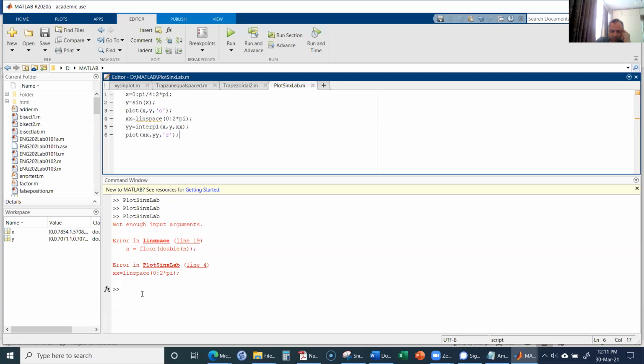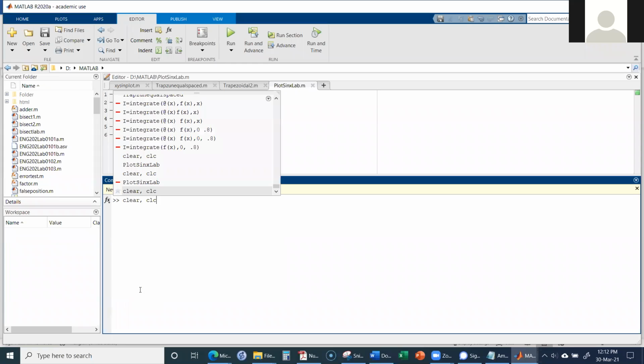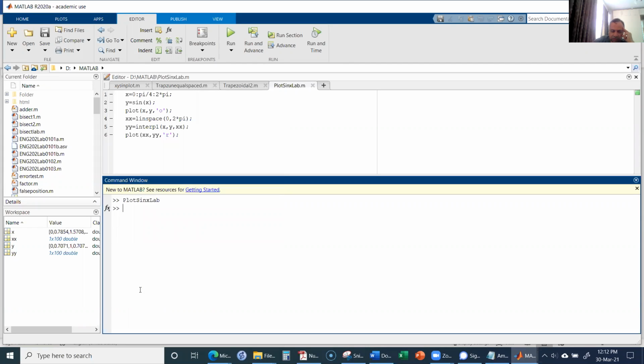Line 4. Oh, okay. Yeah. In this case, 0, comma. Okay, it should not be a colon over here. Yeah, I think in linspace there was the error. Okay, now I run it. Okay, so it has run, and I think it has plotted it.